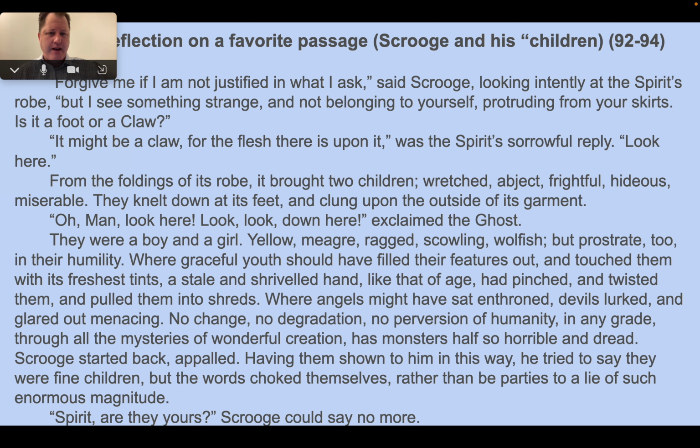"Forgive me if I'm not justified in what I ask," said Scrooge, looking intently at the spirit's robe. "But I see something strange and not belonging to yourself protruding from your skirts. Is it a foot or a claw?" "It might be a claw for the flesh there is upon it," was the spirit's sorrowful reply. "Look here." From the foldings of its robe it brought two children, wretched, abject, frightful, hideous, miserable. They knelt down at its feet and clung upon the outside of its garment. "Man, look here, look down here," exclaimed the ghost.